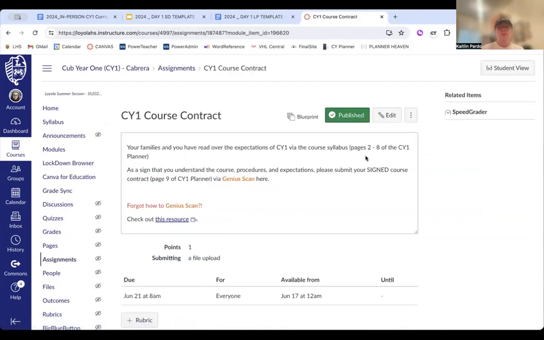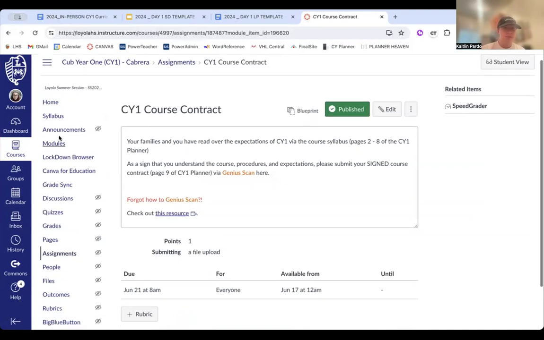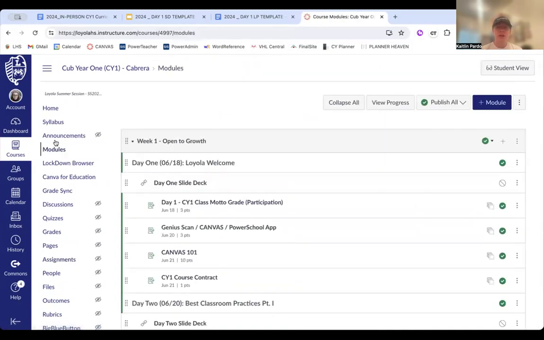Then we're also going to go back to modules and really quickly go over the course contract. They're going to go to page 10 of their planner, and they're going to take a picture of that and upload that. So again, you're just giving them sort of a little bit of a taste of what they have to do, and answering any questions.